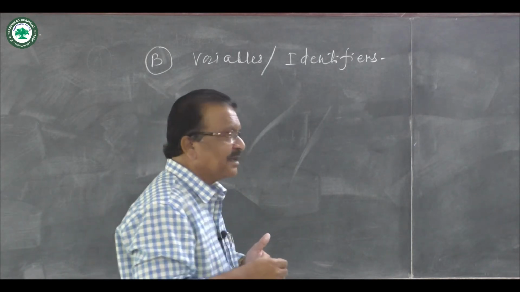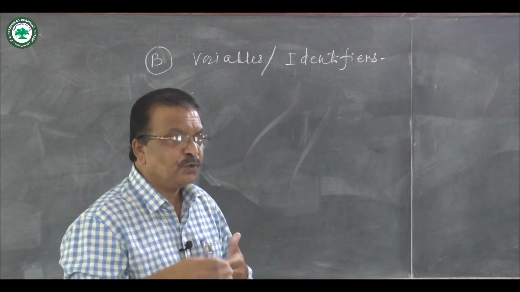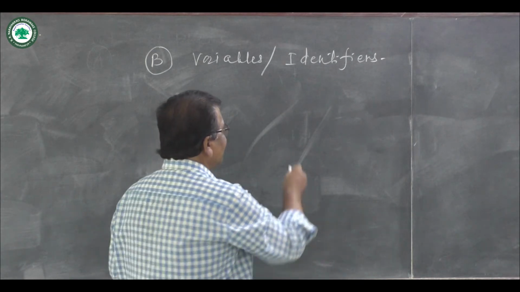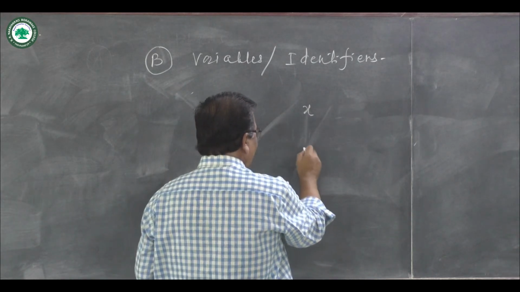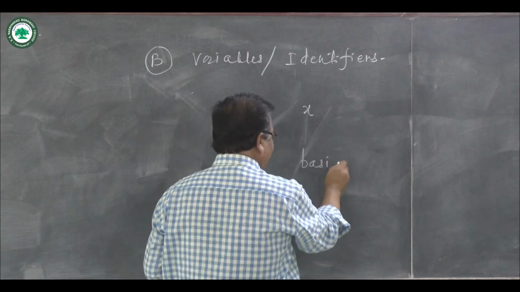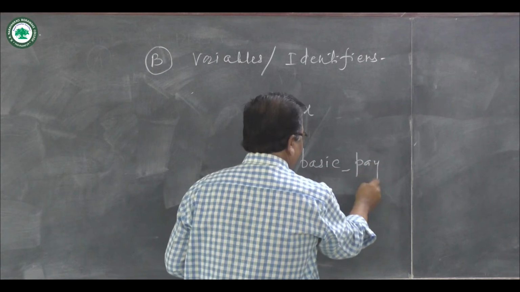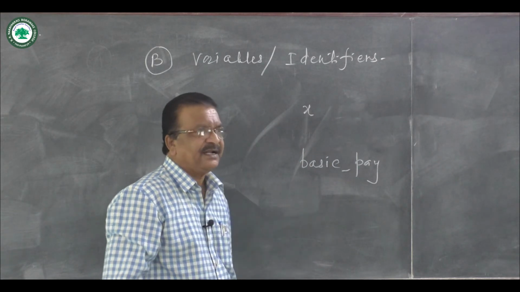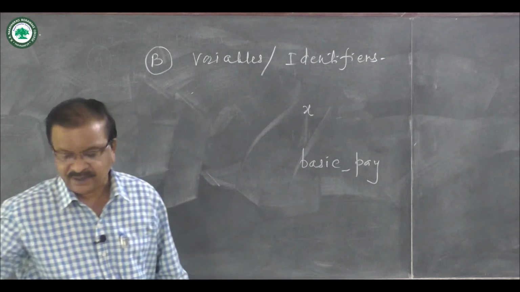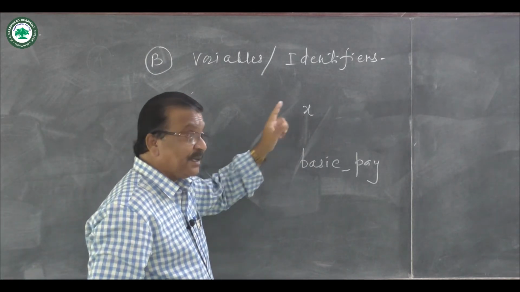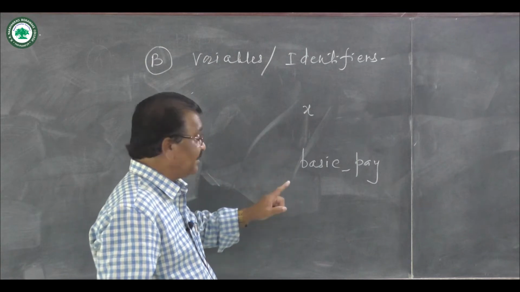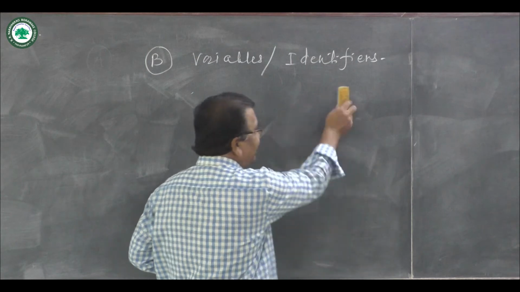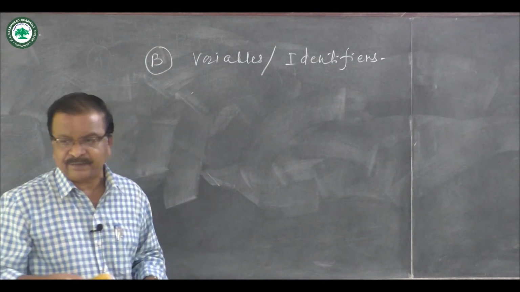For example, if I want to use a variable name for the basic salary of a worker, instead of using x, I will use basic pay. x is just an arbitrary variable name, and basic pay is an identifier because it is a meaningful variable name. No doubt x will represent the basic pay of the worker, but using such meaningful variable names will increase the readability of the program.